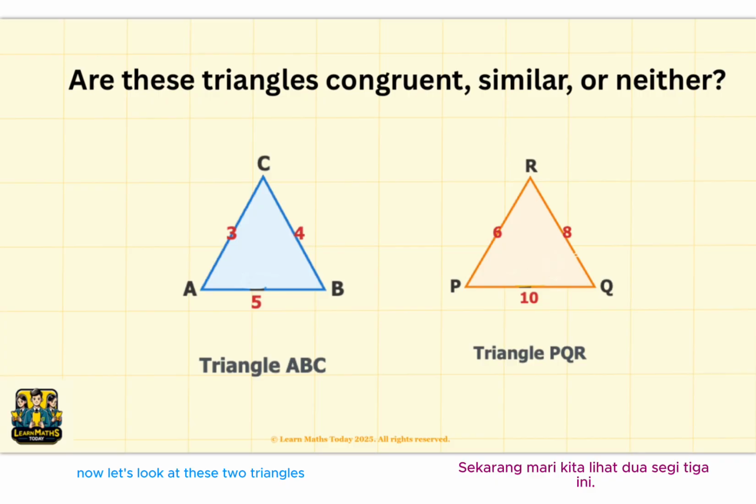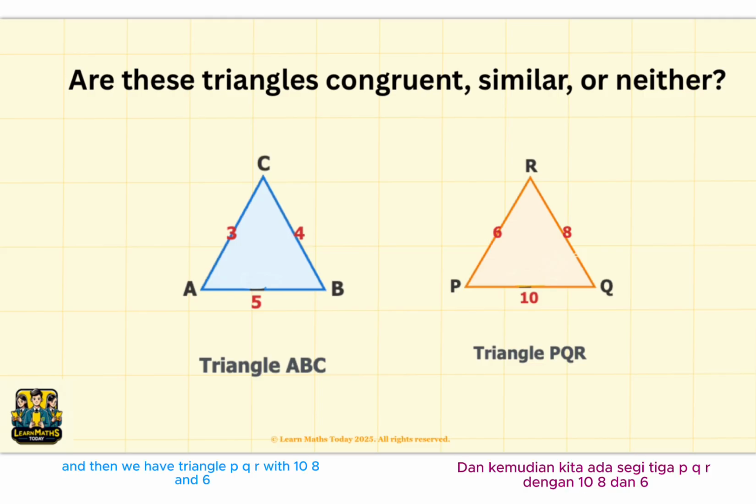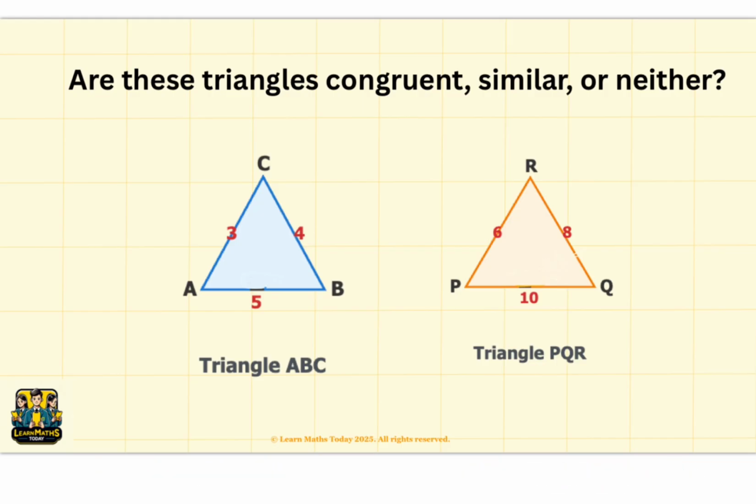Now let's look at these two triangles. Are they congruent, similar, or neither? Triangle ABC has sides 5, 4, and 3. And then we have triangle PQR with 10, 8, and 6. Are these sides equal? Clearly they are not, so they cannot be congruent. But we can check whether they are proportional to each other.